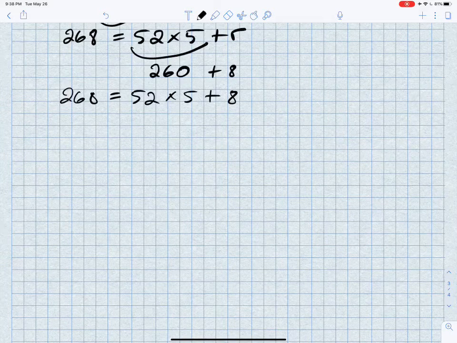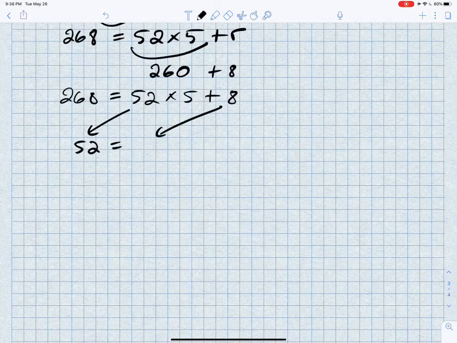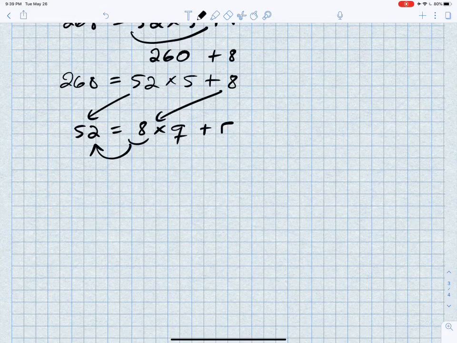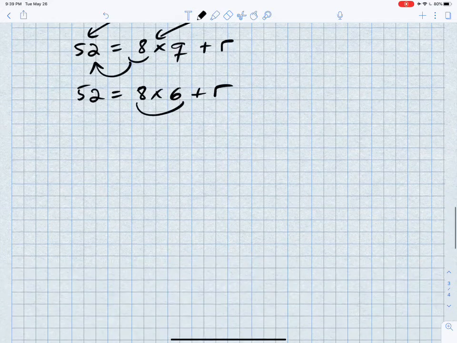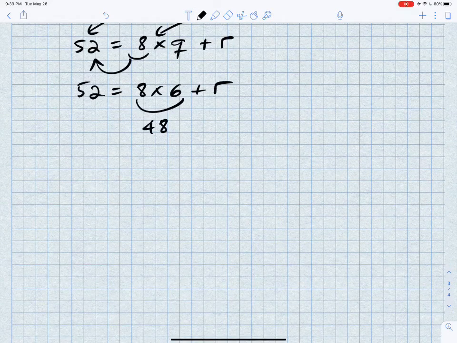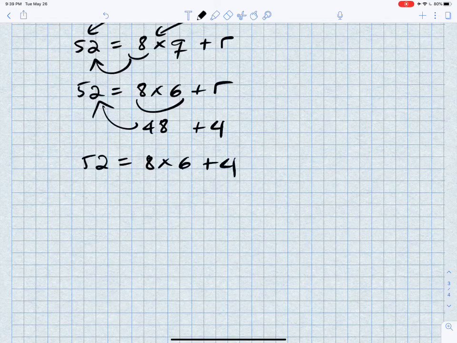And then we repeat the process. We move 52 to the left-hand side, and we move the 8 to the right-hand side, times some quotient plus some remainder. So we ask how many times does 8 go into 52? It goes 6 times. So we have that 52 is equal to 8 times 6 plus some remainder. So 8 times 6 is 48. So how much further do we need to go to reach 52? So we need to go 4 more. So we have that 52 is equal to 8 times 6 plus 4.